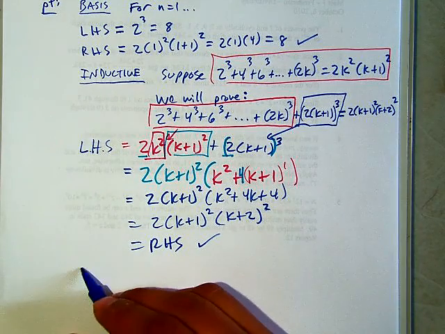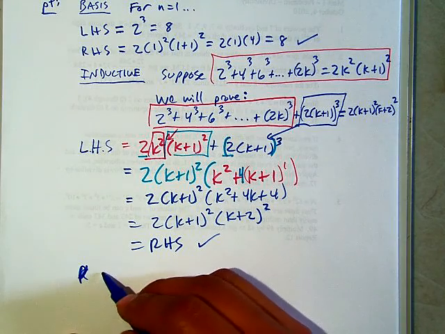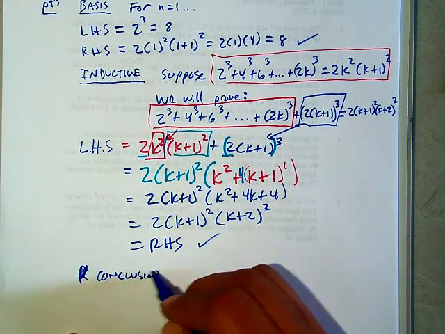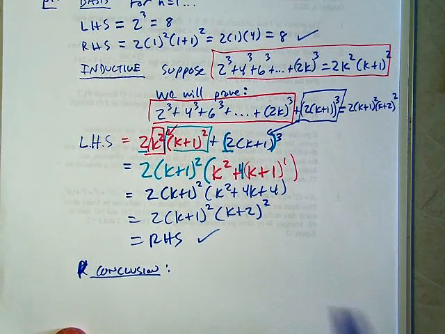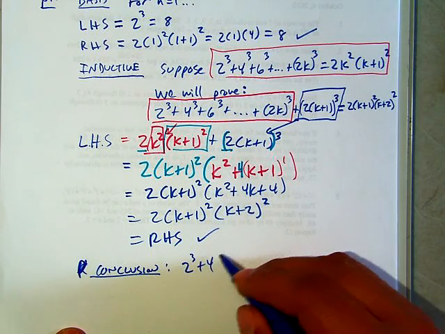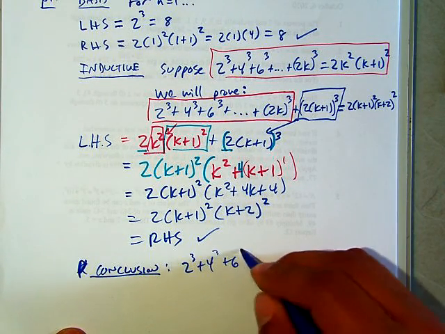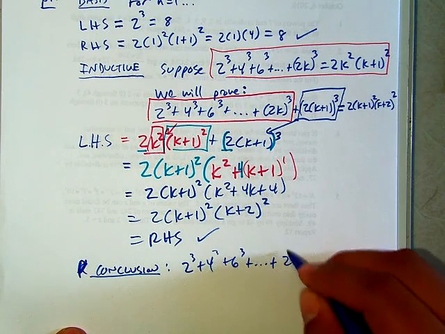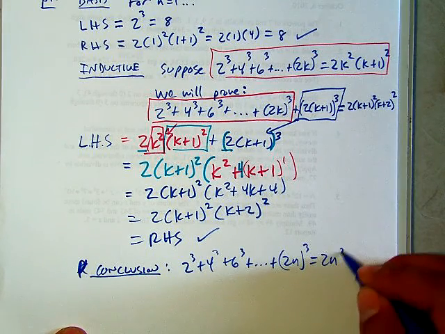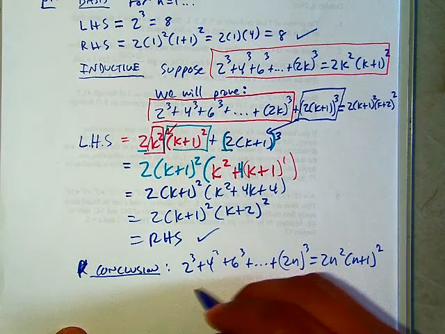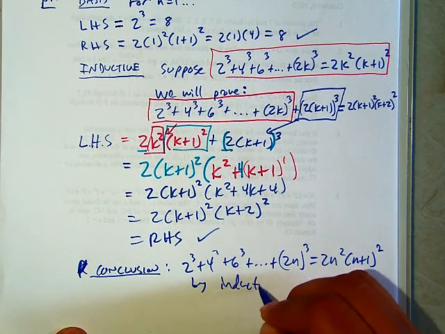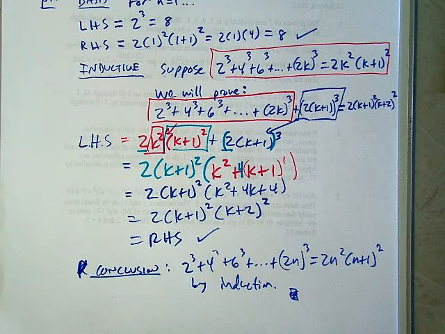Okay? So the last step is the conclusion, which is basically restating what we were trying to prove. 2 cubed plus 4 cubed plus 6 cubed, etc., plus 2n quantity cubed does in fact equal 2n squared times n plus 1 squared by induction. Okay. Any questions on that?